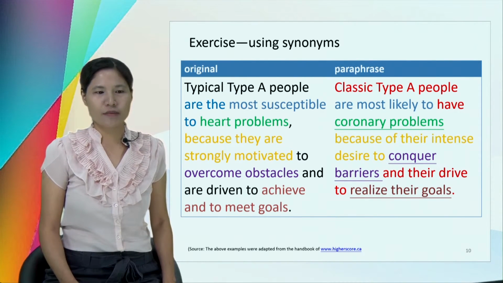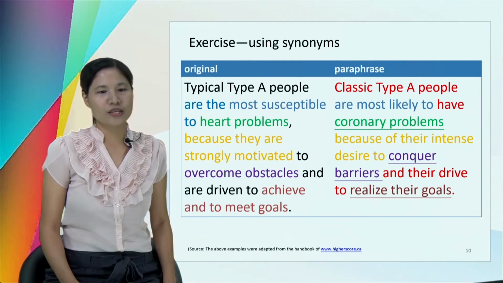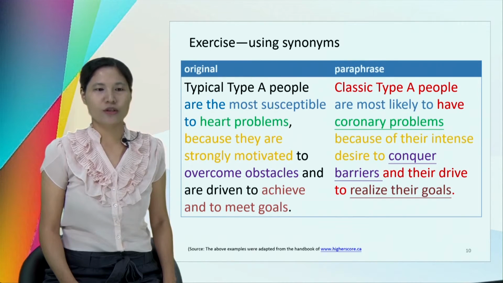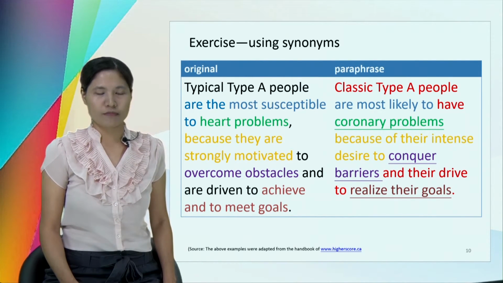And overcome obstacles and conquer barriers. Achieve and to meet goals, realize their goals. These are all synonyms, 都是同义字. Even though they might be of different word form, 可能是不同的词性, they are still synonyms.